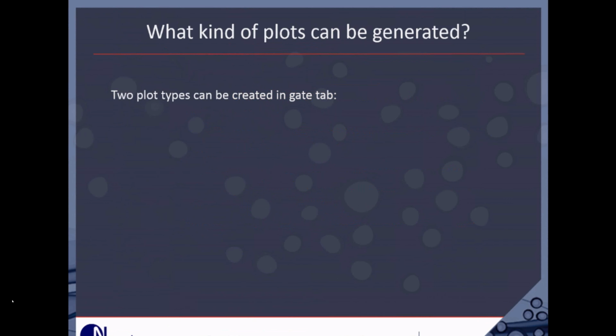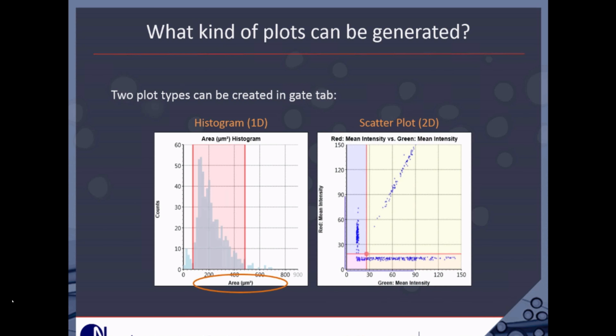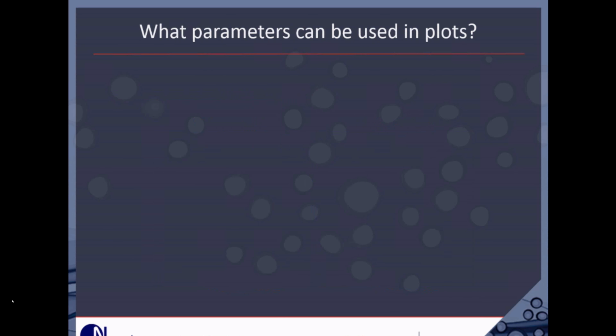So let's show you the different kinds of plots that can be created. There are two plot types, as we mentioned earlier. There's the histogram, which is a one-dimensional plot. So in this example, we've plotted the objects on their area, and you can see that here on the x-axis of the graph, and then you have counts displayed on the y-axis. The two-dimensional plot is a scatter plot, and here we plot the green mean intensity on the x-axis and the red mean intensity on the y-axis. So this is purely looking at the fluorescent intensity of your objects plotted in a two-dimensional scatter plot.